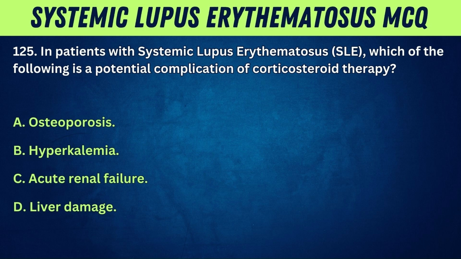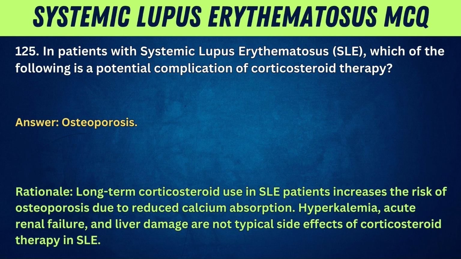125. In patients with systemic lupus erythematosus, SLE, which of the following is a potential complication of corticosteroid therapy? A. Osteoporosis. B. Hyperkalemia. C. Acute renal failure. D. Liver damage. Answer: osteoporosis. Rationale: long-term corticosteroid use in SLE patients increases the risk of osteoporosis due to reduced calcium absorption.